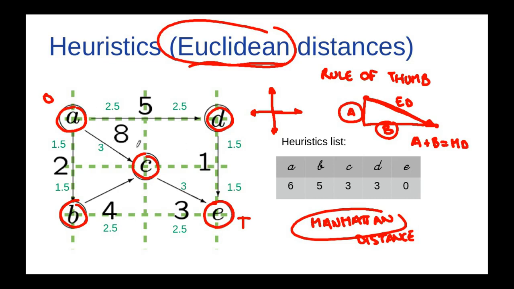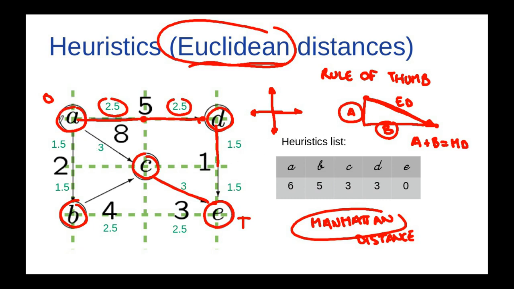So let's go again to the example. As you can see here, I have written down all the measures. Here you have 2.5, 2.5. 2.5 is the distance from this point to this point, this point to this point, but we are not going to use the Manhattan distance. We will use the Euclidean distance. So as you can see here, here we have a 1.5 and here we have a 3. So the heuristics list is the following.